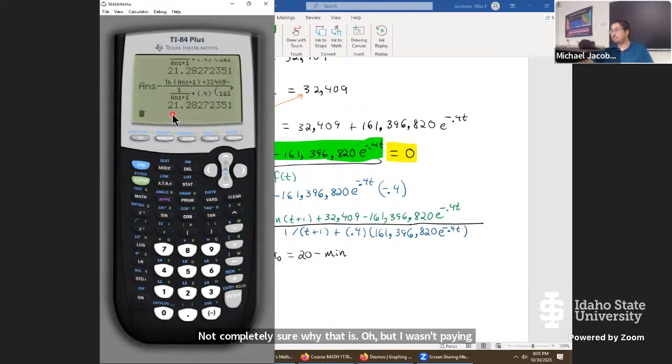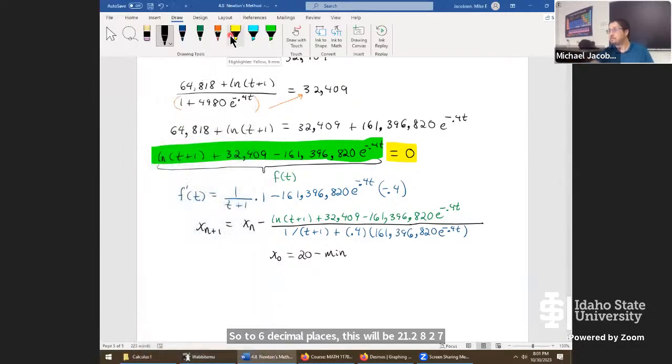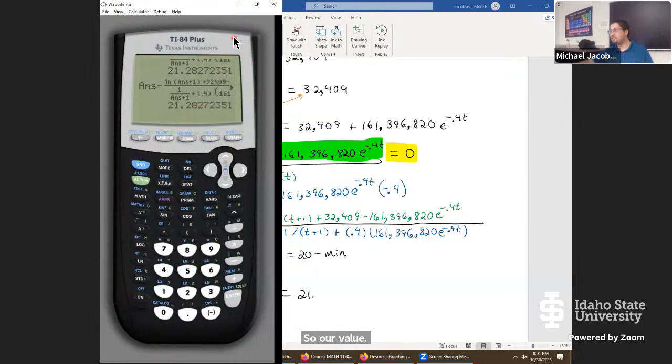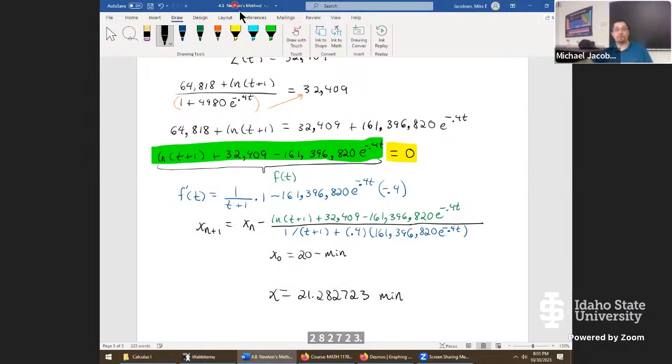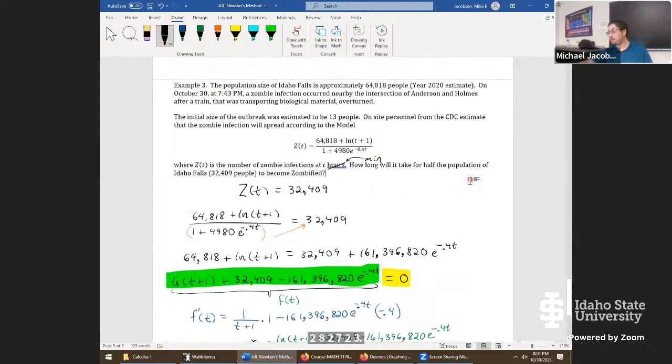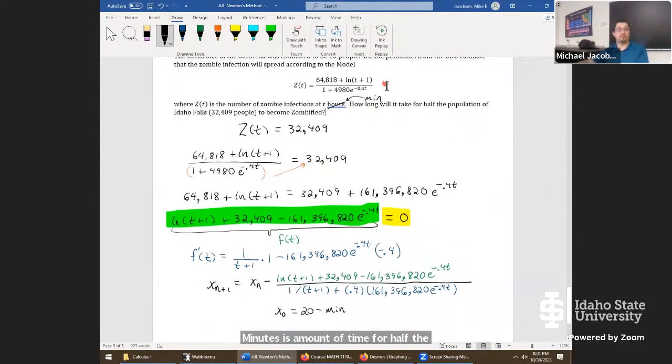So to 6 decimal places, this will be 21.282723. So our value, 21, and I definitely forgot those digits. Let me try again. 282,723 minutes is the amount of time for half the town of Vital Falls to become zombified, according to the model. Of course, it's just a model. It's not guaranteed to be accurate. But we did it, folks.